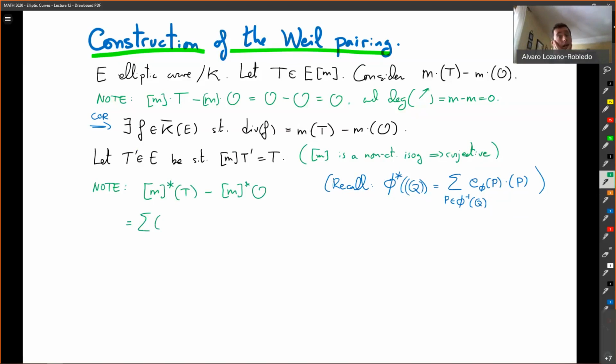There are going to be M squared preimages, and actually all the preimages are going to be of the form: I have one preimage of T plus M-torsion points. All of those under multiplication by M are going to map to T. So actually, if you think about it, they're all of this form, T prime plus R for R an M-torsion point. Those are all the preimages of T. Minus, what are the preimages of O? Those are the M-torsion points.